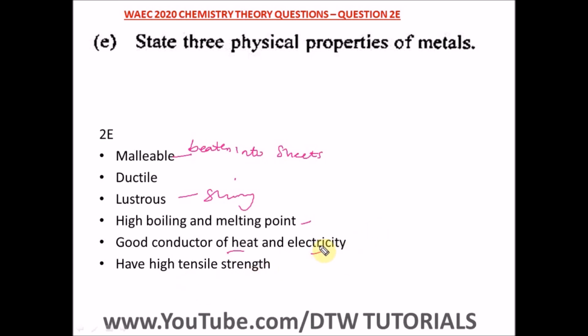They also have high tensile strength. Also they are sonorous, that means they make sounds when you hit them. So these are several physical properties of metal. Examples of metal, you have your sodium, your zinc, your calcium, and the rest. These are physical properties of metal.